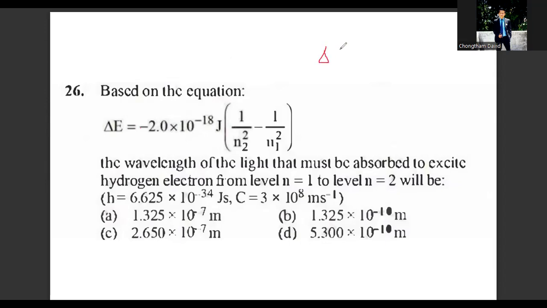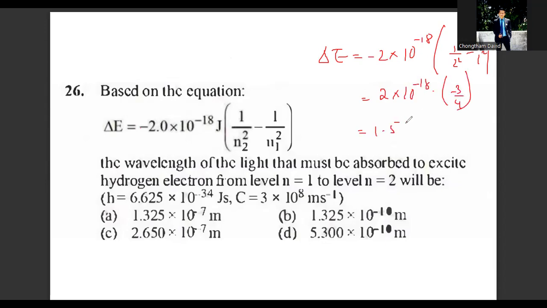Now, you calculate this, minus 2, 10 to the power minus 18. This is given 2 square minus 1 square. So what you will be getting is 2 into 10 to the power minus, after LCM is taken, minus 3 by 4. You'll be getting, see this is what? 0.7, right? So 1.5 into 10 to the power minus 18. This is the value now.